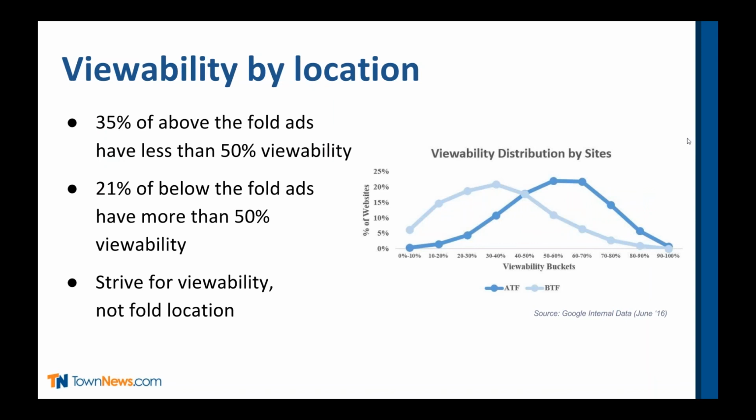Viewability by location is important. We look at ATF versus BTF. So we're looking at about 35% of the ads above the fold having less than 50% viewability. But the opposite is almost true below the fold, where only 21% of below the fold ads have higher than 50%. So watching and monitoring the viewability by position is important, not just considering the fold location.